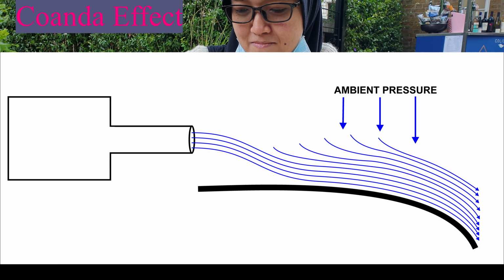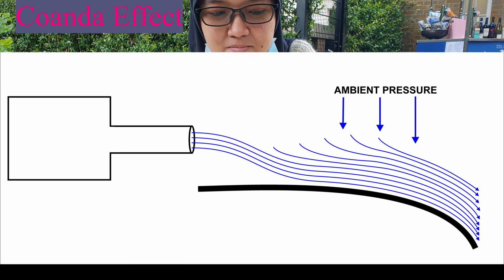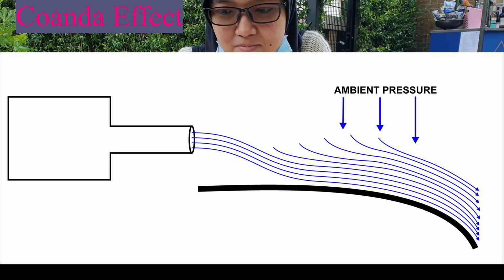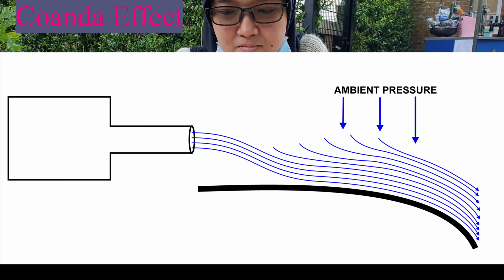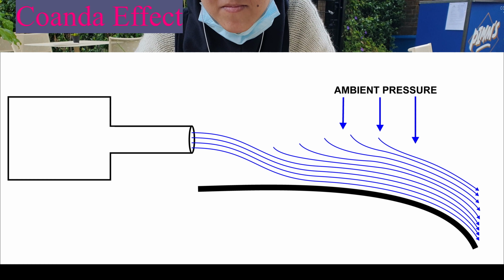Suppose the fluid leaves in a straight manner, what happens is the air molecules below the stream get dragged along with it due to viscosity. So now there's a low pressure region below the stream. What this means is that the stream experiences a force from the high pressure region to the low pressure region. And basically this is what is known as the Coanda effect.